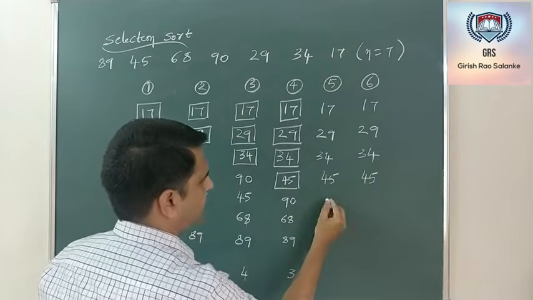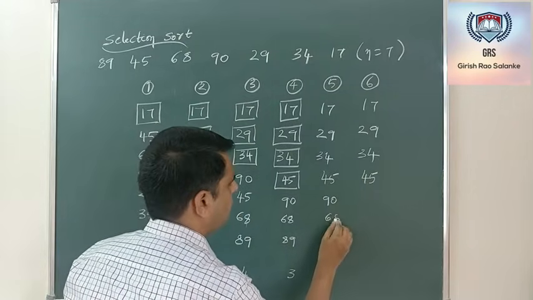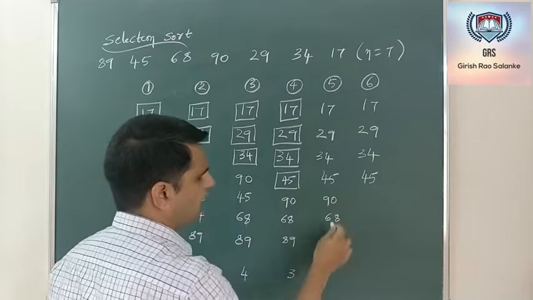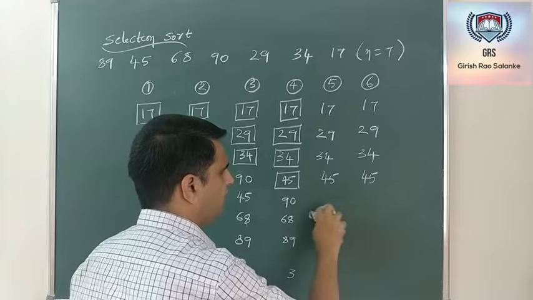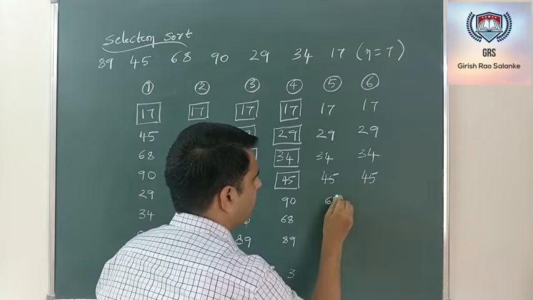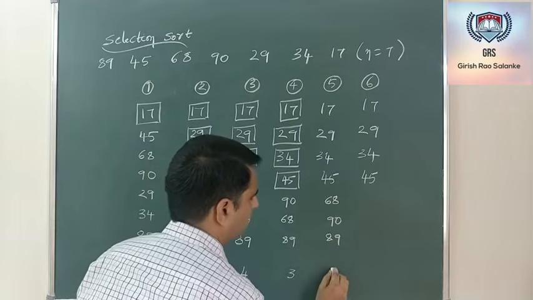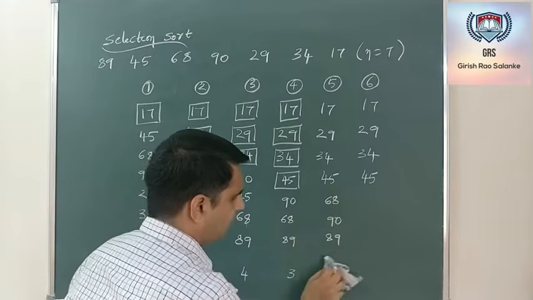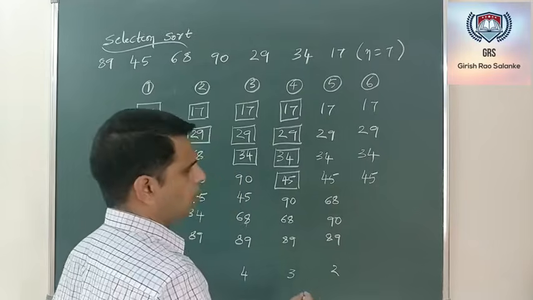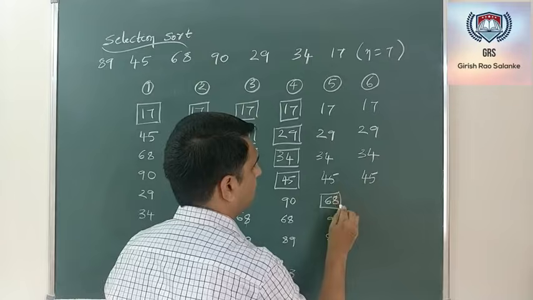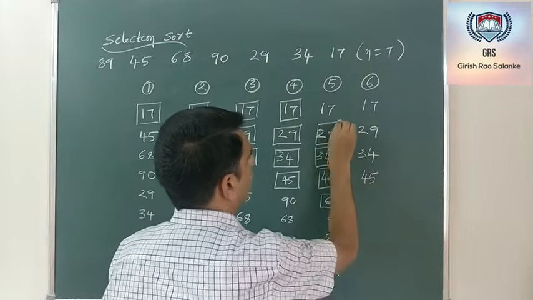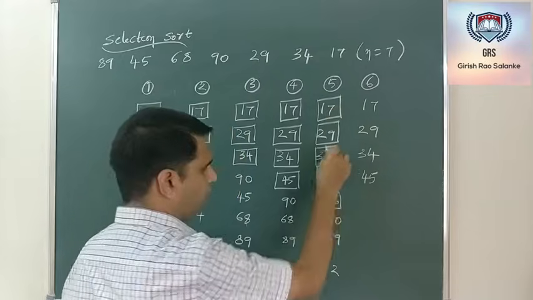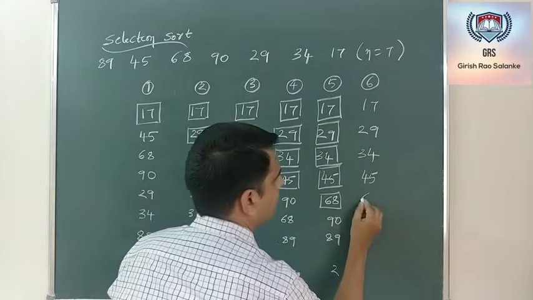Now in the fifth iteration, I need to check the smallest among these 3. The smallest among these 3 is 68. So exchange 68 and 90. The maximum number of comparisons that I might do is 2. So after the fifth iteration, the 5 elements might have been sorted.